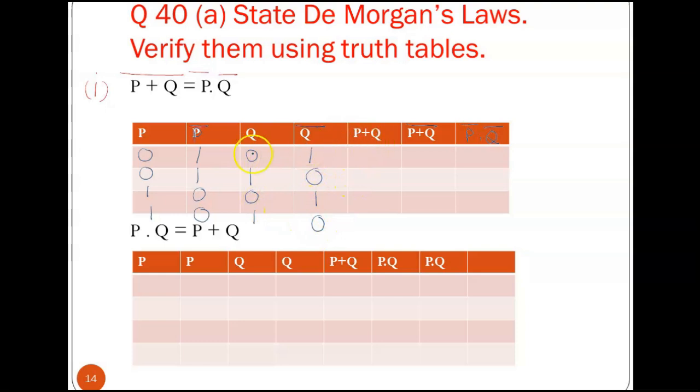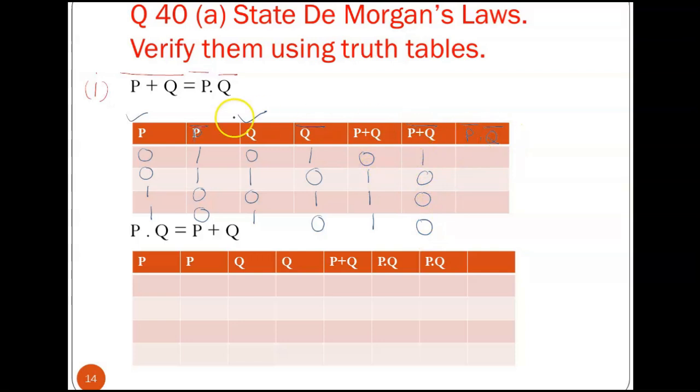Then you will find P plus Q. Plus means if any one input is true, it will give you a true output. So 0 plus 0 is 0, 0 plus 1 is 1, 1 plus 0 is 1, and 1 plus 1 is 1, right? Then the bar is there, which is just going to negate the values. So 1, 0, 0, and 0.